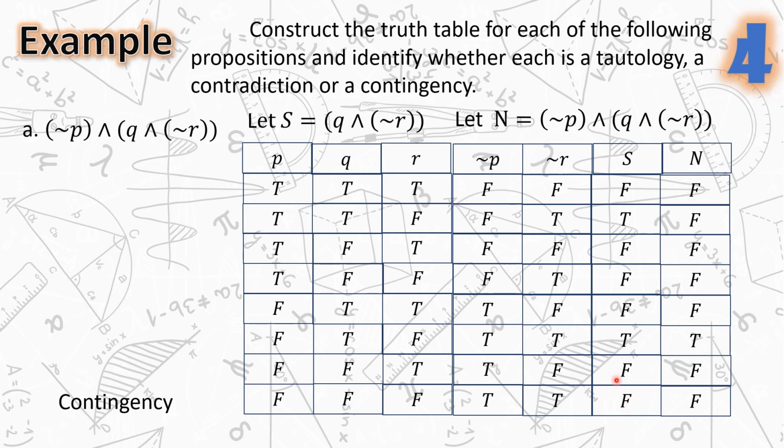So in the last column for the compound proposition, it neither shows all true nor all false. Therefore, this compound proposition is a contingency.